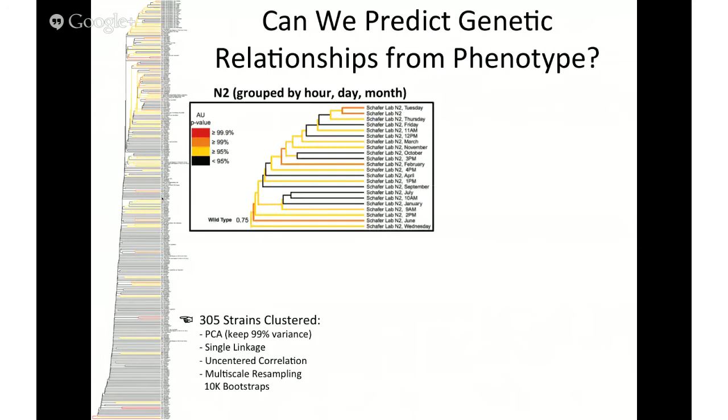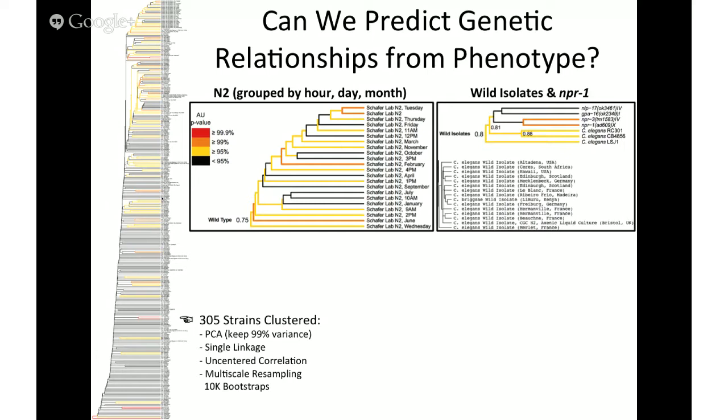And just as a control, it turns out that the wild types do come together in a nice tight cluster. So I'm taking the wild types, and I'm grouping them by hour, by day, and by month. So everything that was done on Tuesday goes together in one group. Everything that was done at 11 a.m. goes into another group. And everything that was done in September, let's say, goes into another group. And of course, these guys should come together. They're all wild types. They should all behave relatively similar. And it's just a control to show you that the clusters do come together as you would expect them to. Similarly, the wild isolates come together.